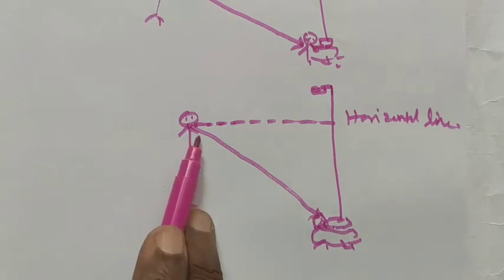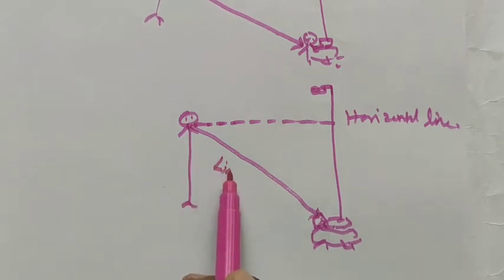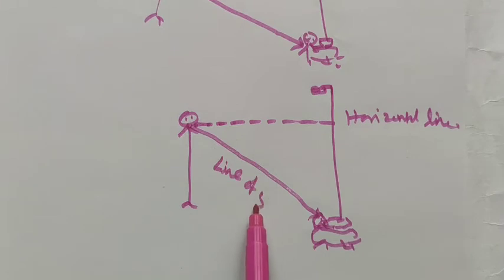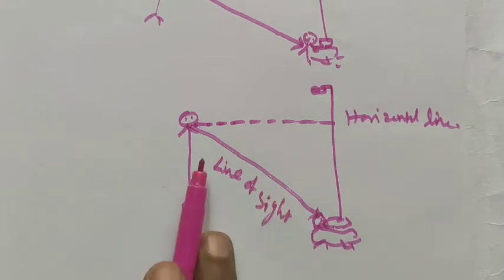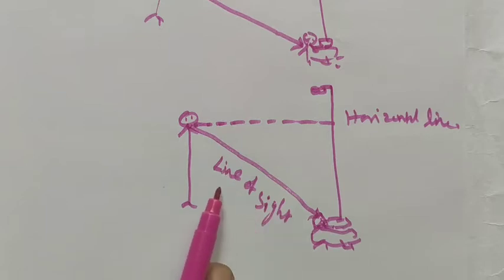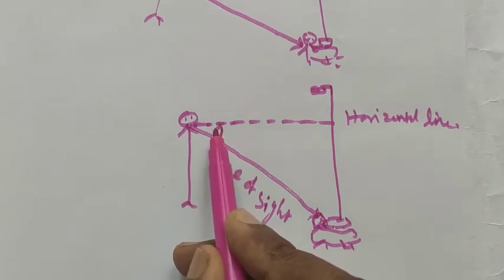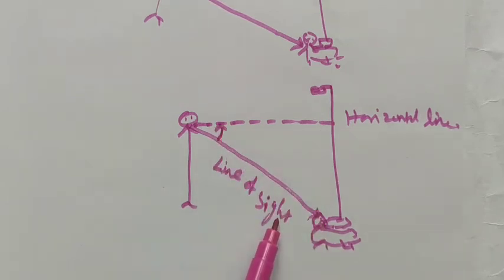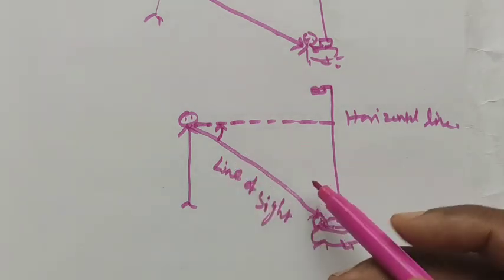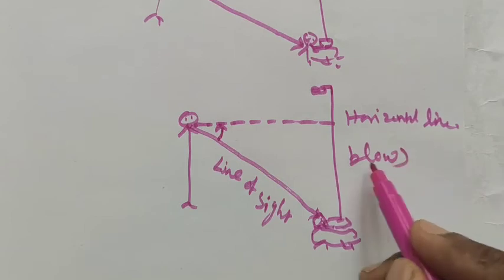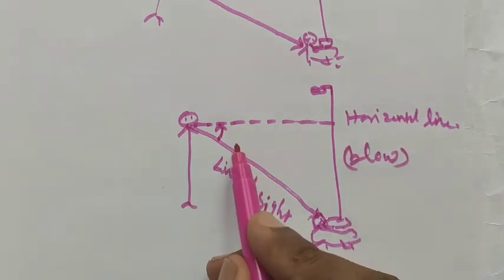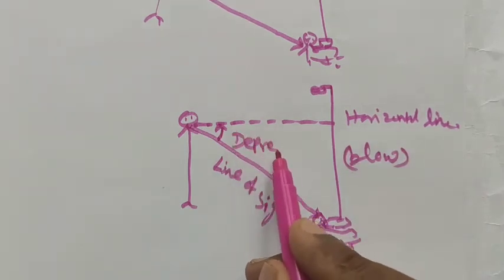Now the line of sight is here, where we are seeing that particular distance. Now the angle inclined between the horizontal and the line of sight, below the horizontal line, we call this the angle of depression.